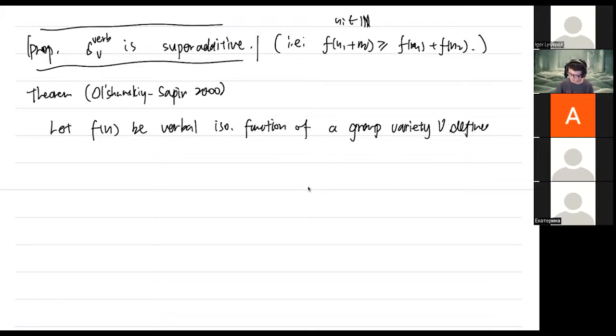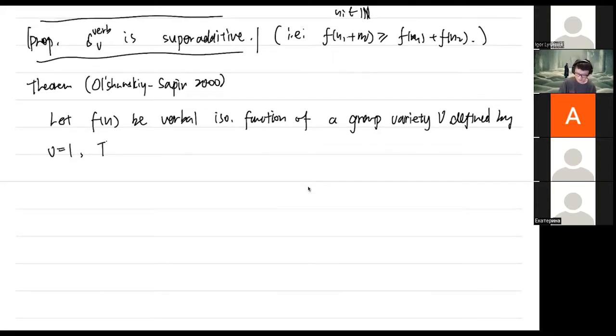Defined by identity, the single identity v equals 1. Then the free group in the variety, the free group of rank m.